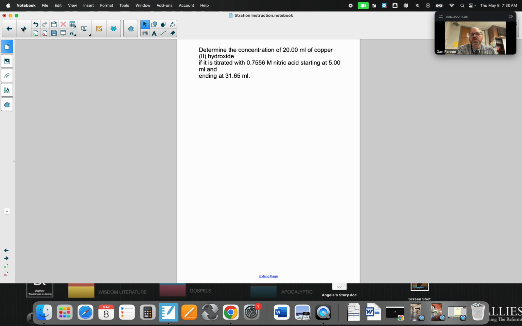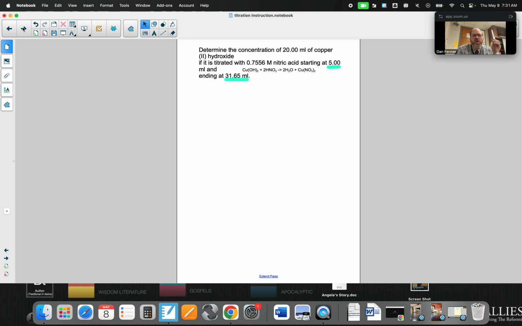This time determine the concentration of 20.0 milliliters of copper(II) hydroxide if it's titrated with 0.7556 molar nitric acid starting at 5.00 milliliters and ending at 31.65 milliliters. All right, so there's our reaction. Double replacement reaction, and balancing it up looks like that. All right, so I've got 3 volumes. Which one do I do? Well, we're using the burette again, and the concentration is right here, so it's going to be these two.